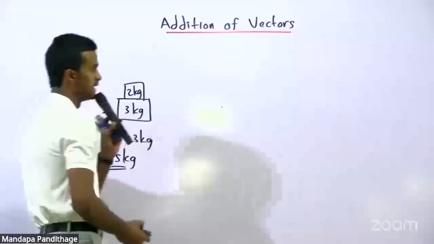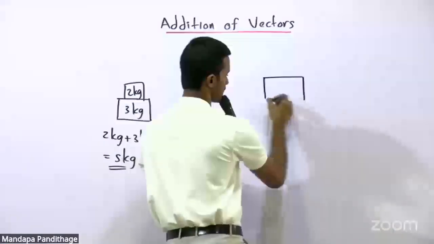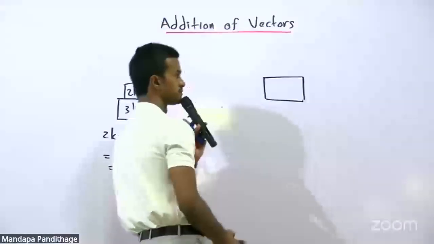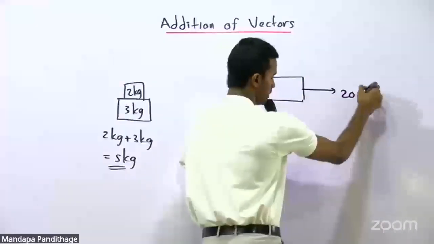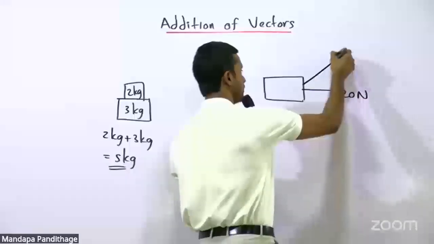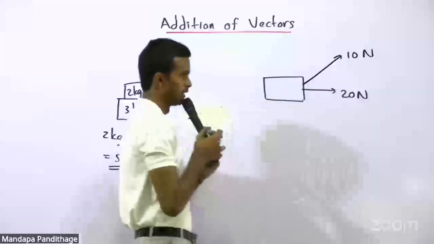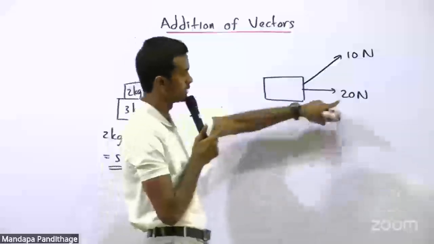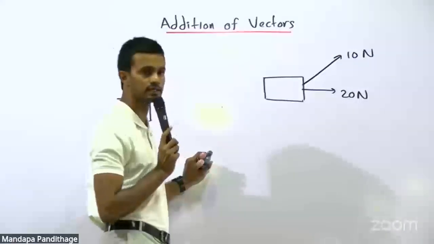But now let's say that we have two vectors. Here we have a 20 Newton force. And here we have a 10 Newton force. So now it's clear that the two magnitudes of the vectors are 20 and 10, but there is a direction.